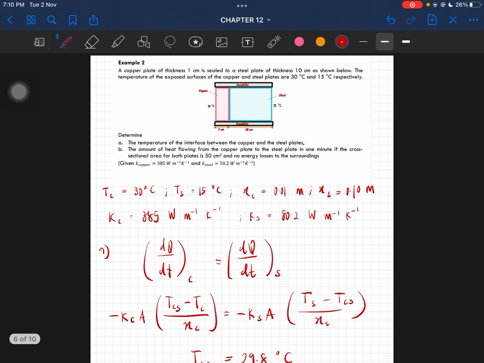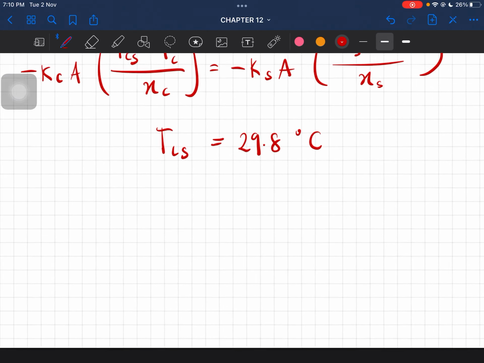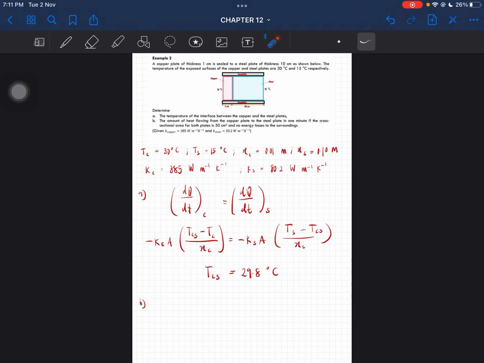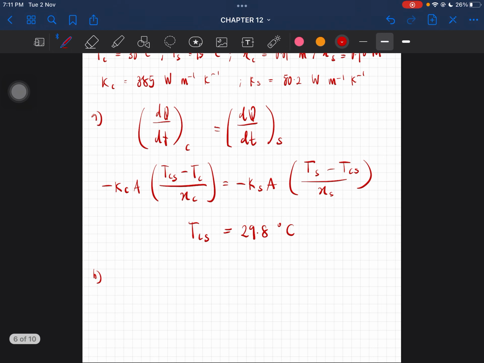Okay, and then for question B, we have to calculate the amount of heat flowing in 1 minute. The amount of heat flowing between the copper and steel plate should be the same, so we can just use one of the plates' variables, in this case the copper. So for the copper plate, negative Kc A, Tcs minus Tc, over Xc.